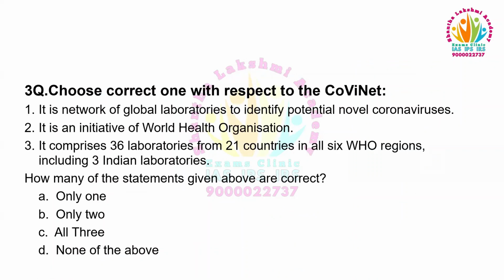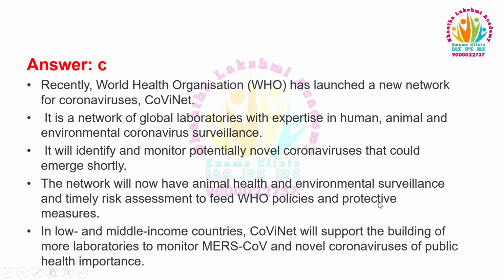Choose the correct one with respect to CoviNet, that is, the coronavirus network. It is a network of global laboratories to identify potential novel coronaviruses. It is an initiative of the World Health Organization. It comprises 36 laboratories from 21 countries in all 6 WHO regions, including 3 Indian laboratories. How many of the statements given above are correct? Only one, only two, all three, none of the above.